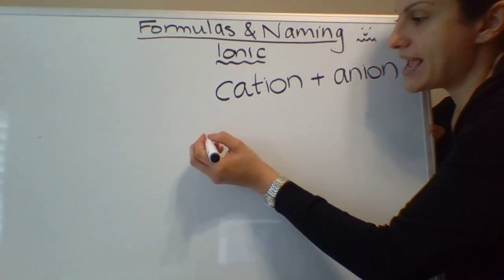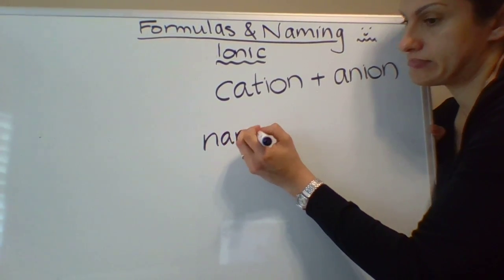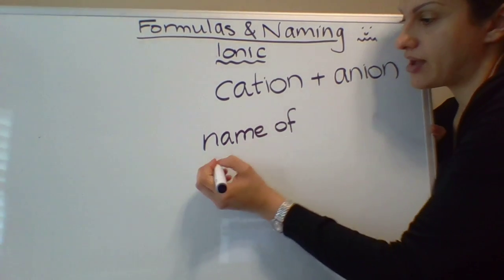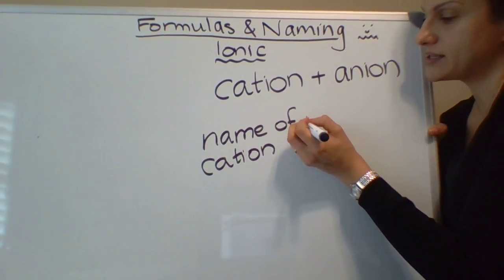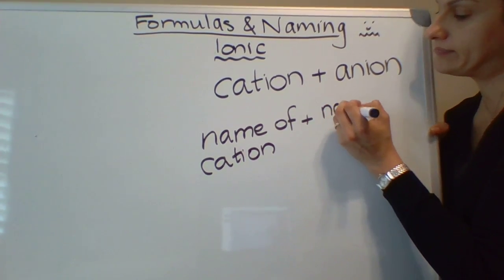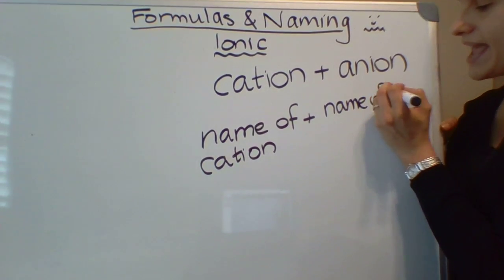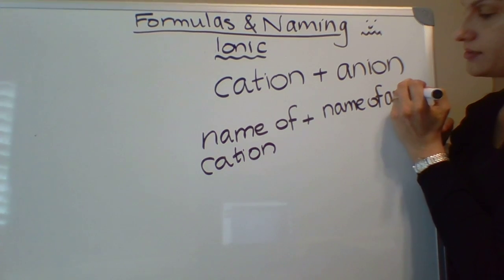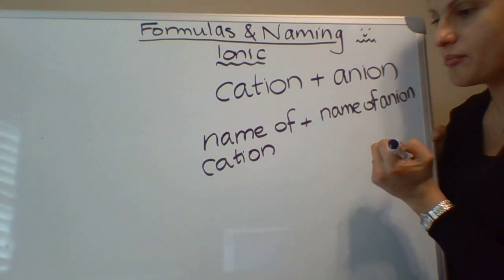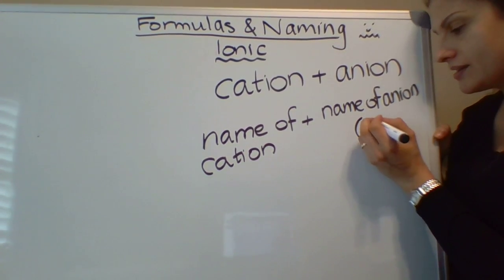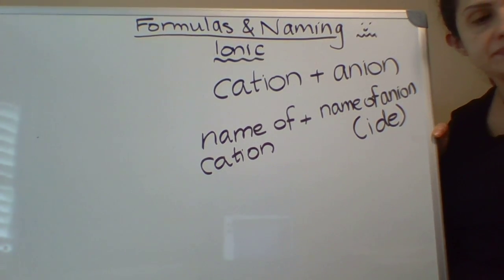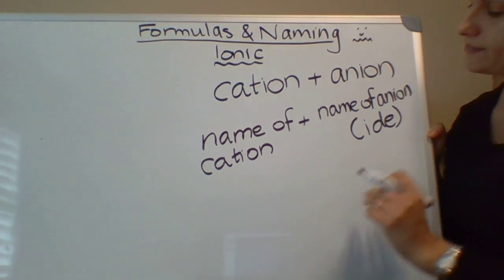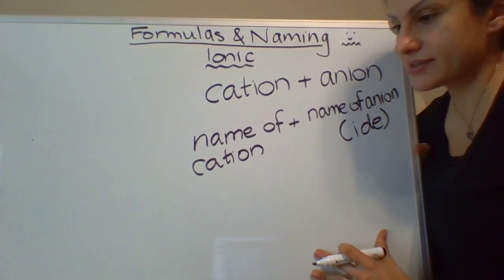You take the name of the cation plus the name of the anion, but you add "-ide" to the name. So let me show you what that means.